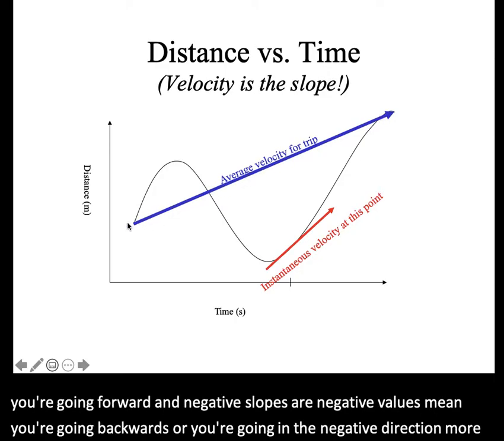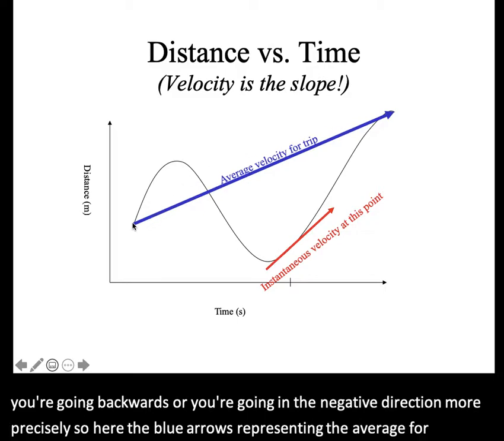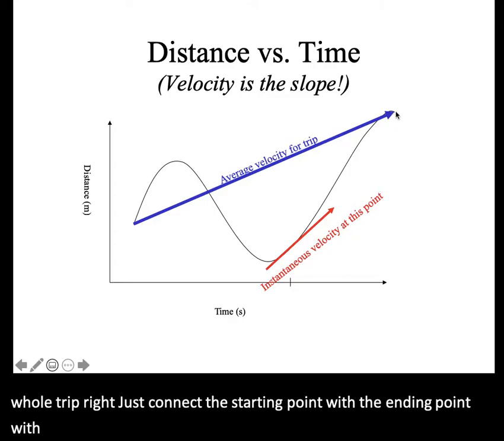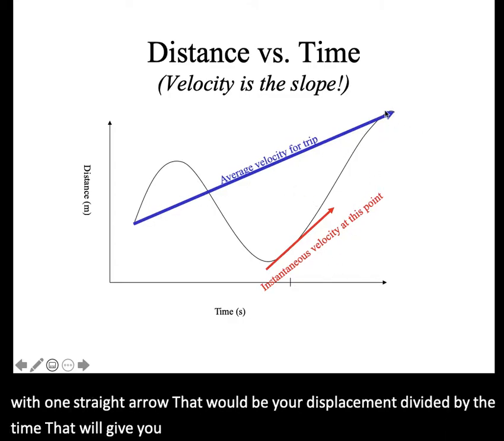So here the blue arrow is representing the average for the whole trip, right? Just connect the starting point with the ending point with one straight arrow. That would be your displacement. Divide it by the time. That would give you the slope of this blue line, and that would be your average velocity.